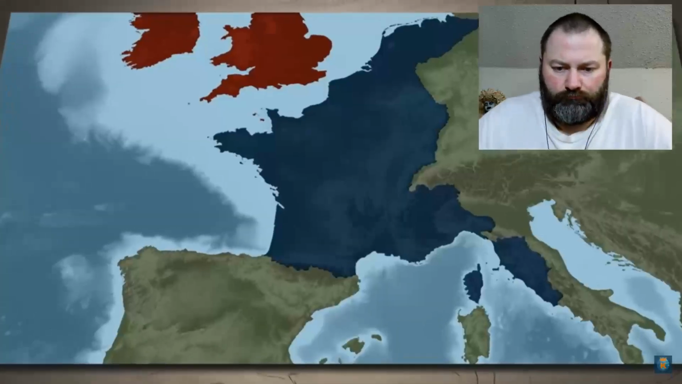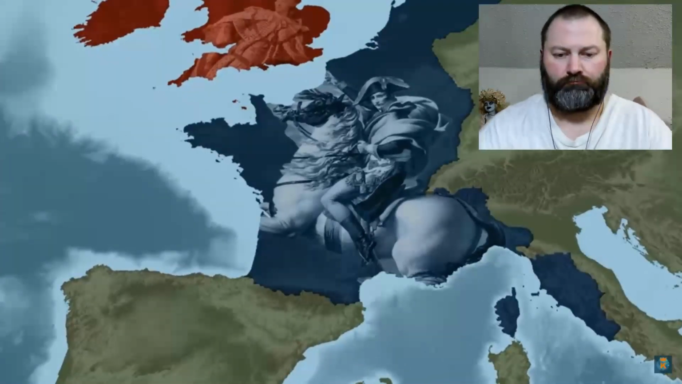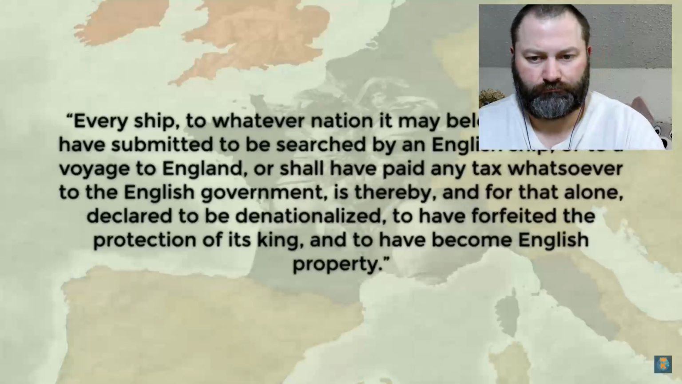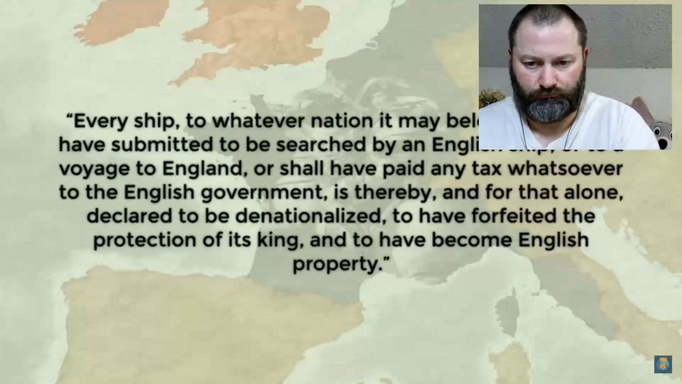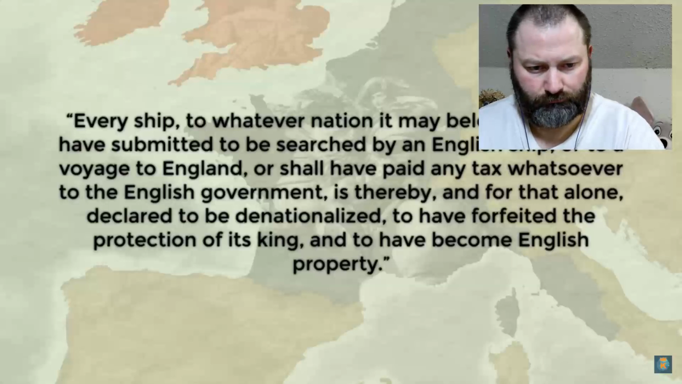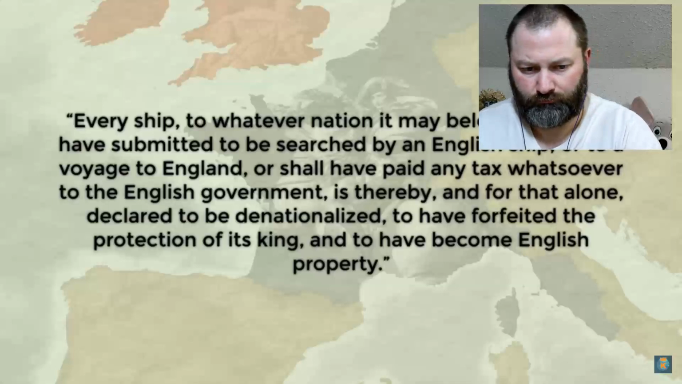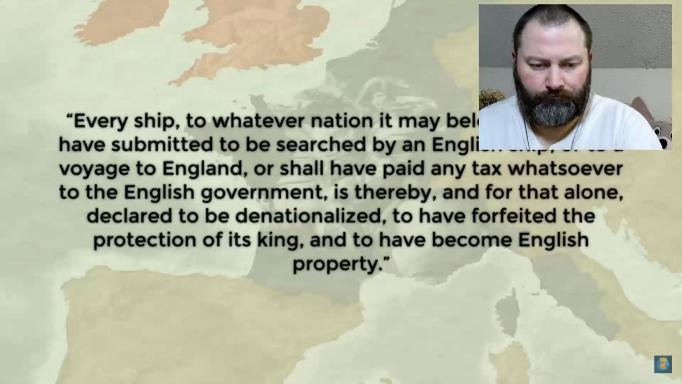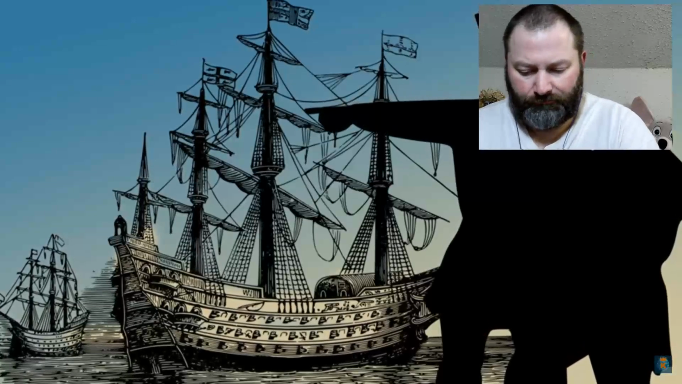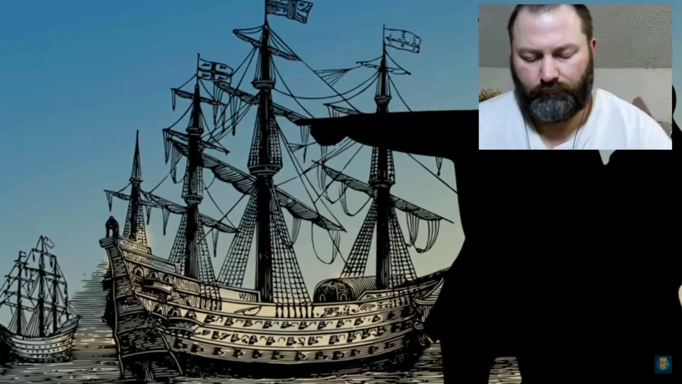In retaliation, France, under the command of Napoleon Bonaparte, issued the Milan Decree, which said that every ship, to whatever nation it may belong, that shall have submitted to be searched by an English ship or to a voyage to England, or shall have paid any tax whatsoever to the English government, is thereby, and for that alone, declared to be denationalized, to have forfeited the protection of its king, and to have become English property. Adding on, Napoleon declared that any of the aforementioned ships that enter French ports or those of French allies are good and lawful prizes of his nation.